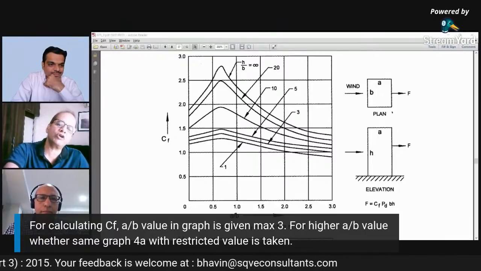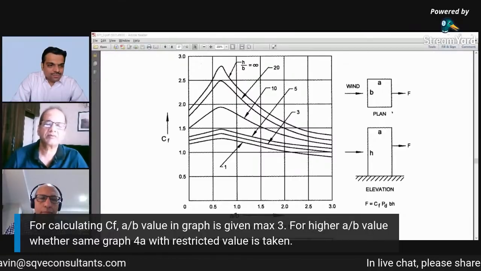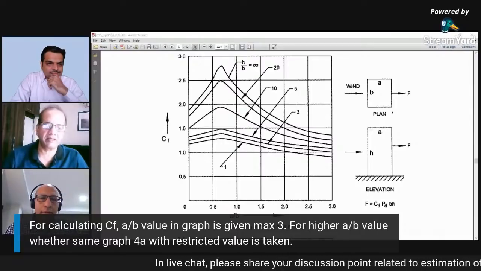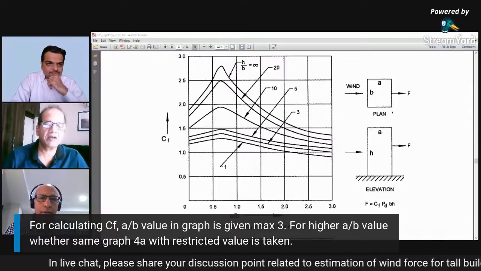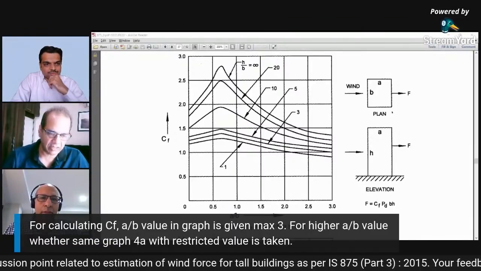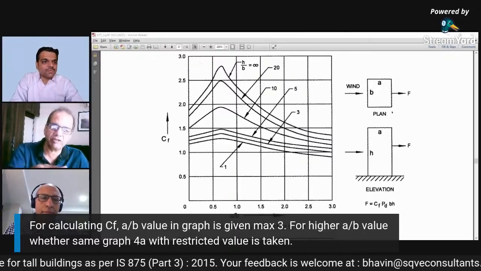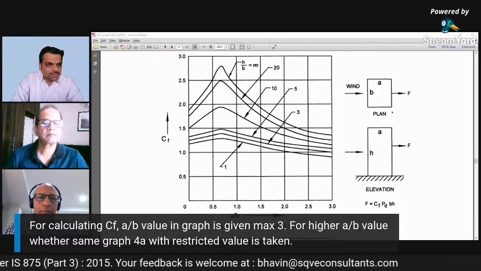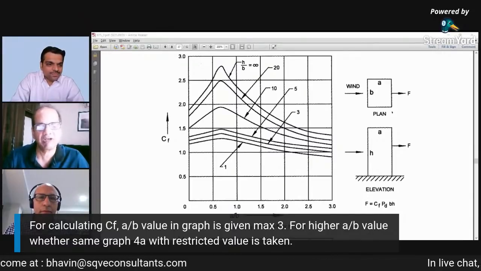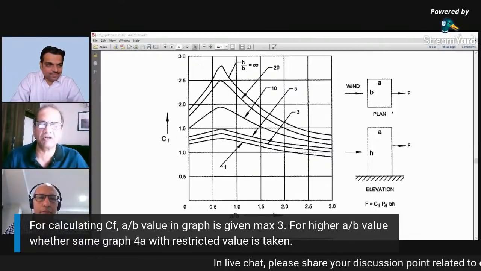But there is a debate going on with the plan aspect ratio 0.6, 0.7. There is a peak. Look at the peak, and the CF values are very, very high. Referring to some other international documents, these values are not as high. So probably in the next revision of the code, this will be replaced by a formula. But as of now, yes, to what the question has asked, for higher A by B values, whether the same graph 4A with restricted value is to be taken.